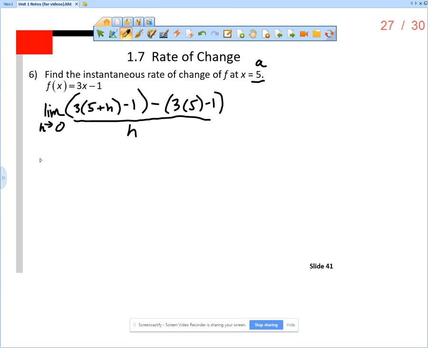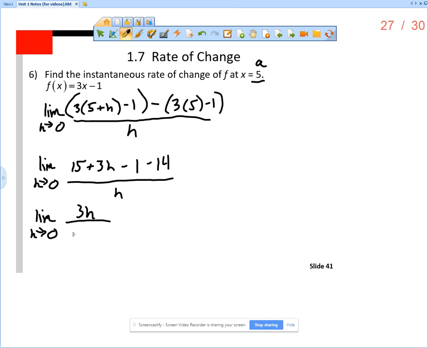All right, so let's simplify the numerator. Limit as h approaches 0. All right, so I'm going to distribute the 3. So I get 15 plus 3h minus 1. And then I make sure I either simplify this or distribute the negative or whatever. So 3 times 5 is 15, minus 1 is 14. So I have minus 14 here, and then all divided by h. So I have 15 minus 1, 14, minus another 14, that's 0. So I'm left with the limit as h approaches 0 of 3h over h.